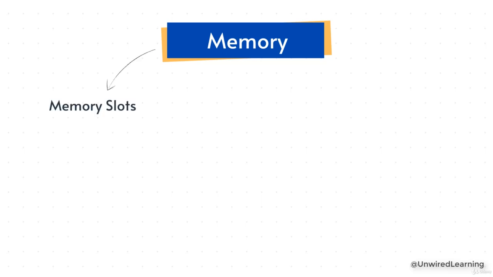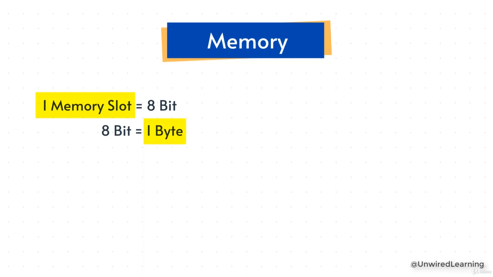So memory is usually divided into different memory slots. One memory slot is equal to 8 bits and 8 bits is equal to 1 byte. So if you talk about memory, memory is divided into slots. Slots are divided into bits and these bits combined together form a byte. One memory slot is equal to 1 byte.